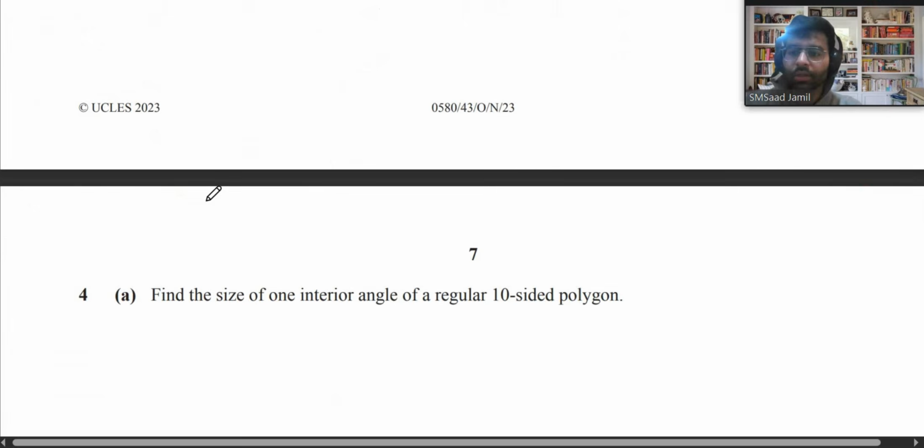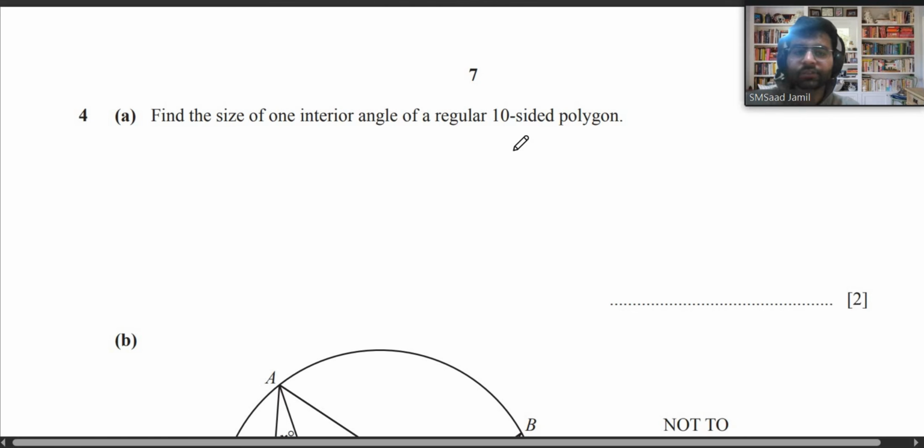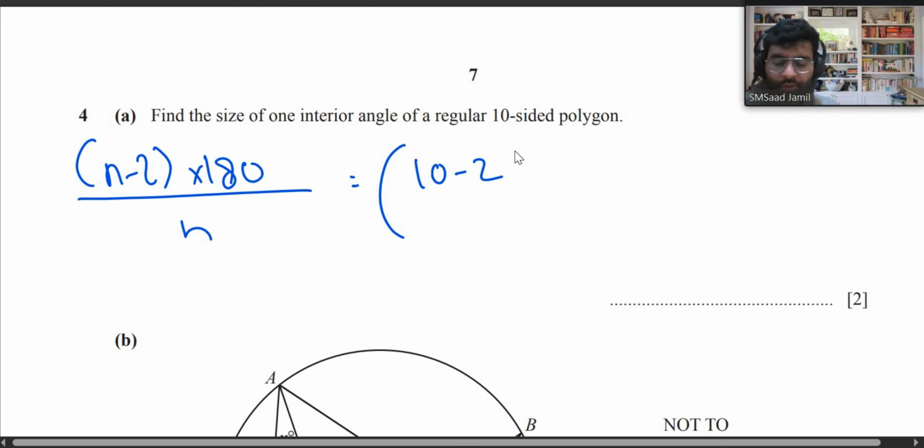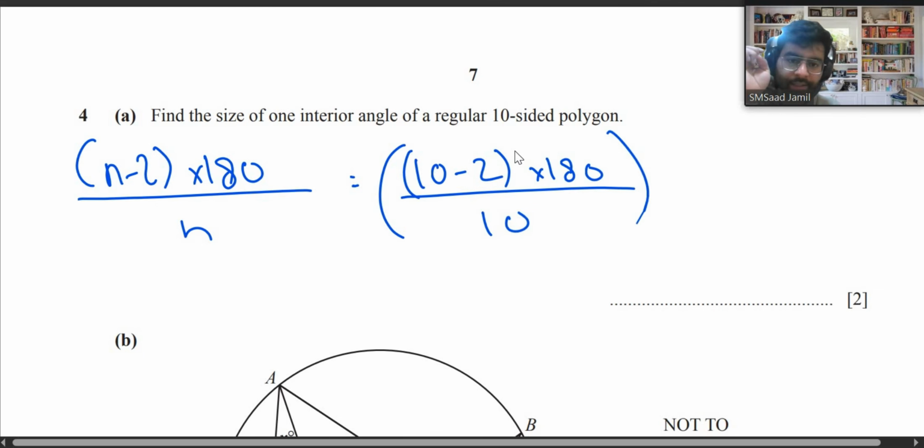All right, moving on to question number 4. It says find the size of one interior angle of a regular 10-sided polygon. Look, just use the formula, which is n minus 2 multiplied by 180 divided by n. So this becomes 10 minus 2, which is 8. So multiply by 180 divided by 10.